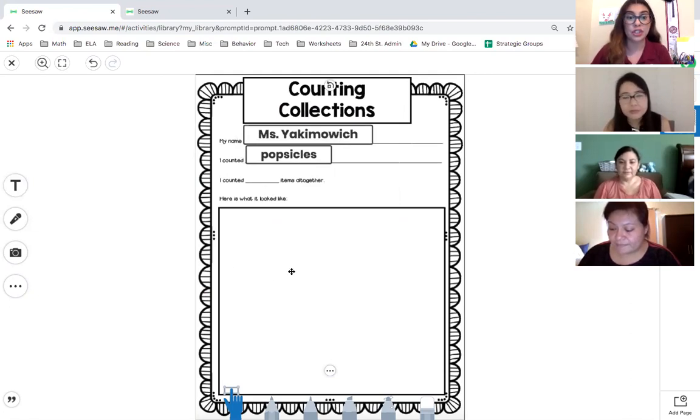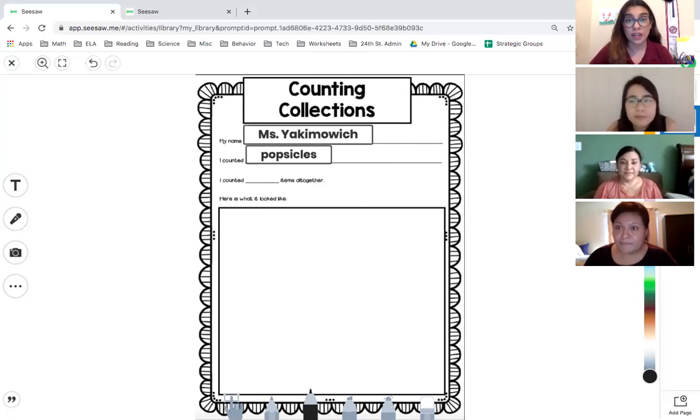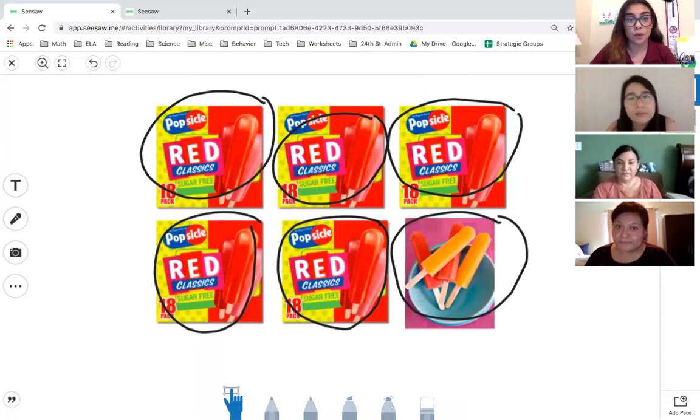First we have to show what we did to record. Ms. Hernandez, what's the first thing we do to show our recording? You're going to have to draw how many groups you made and then represent how many items are in each group. Perfect. So remember, you can go back and forth from page 1 to page 2 to really remind yourself, how did I count my groups? You could have done it the same way we did, or you could have done it a different way, but you need to make sure that you are taking into consideration how many popsicles there are in this collection.